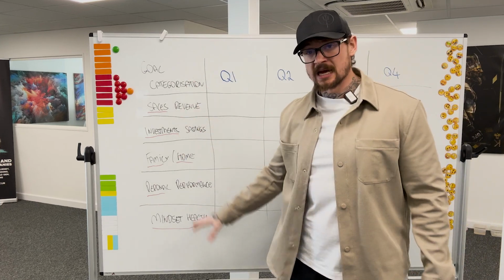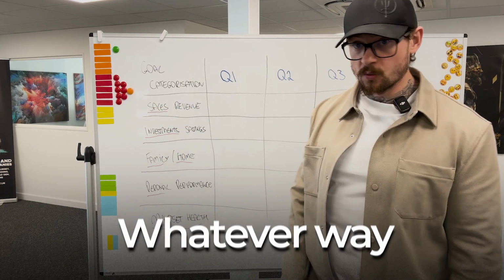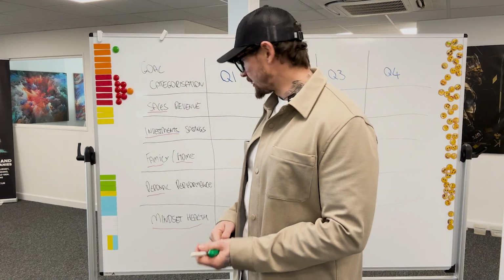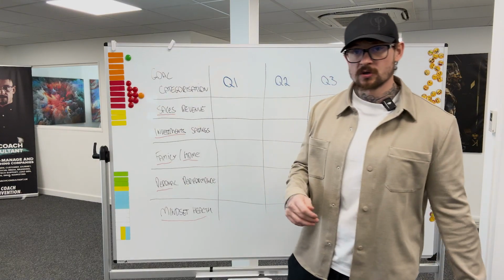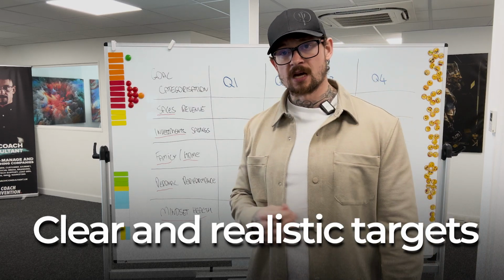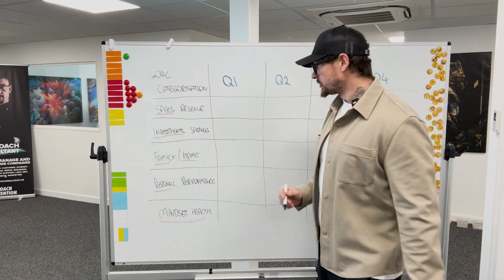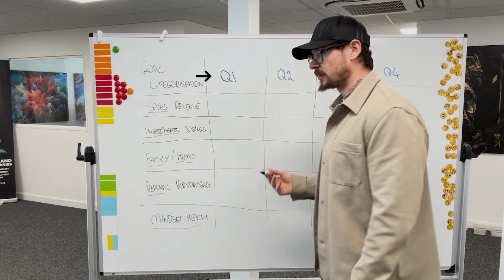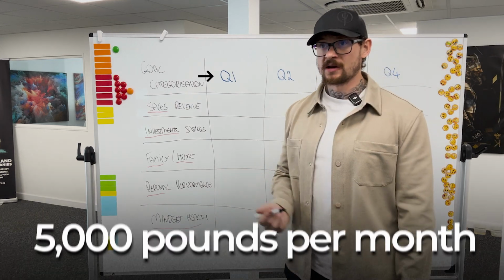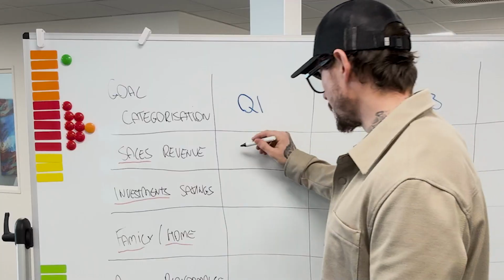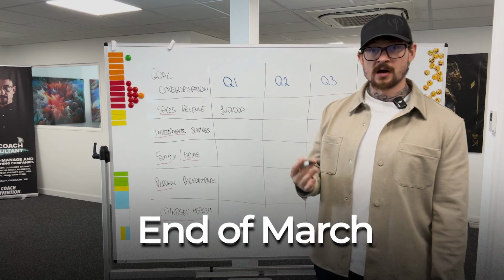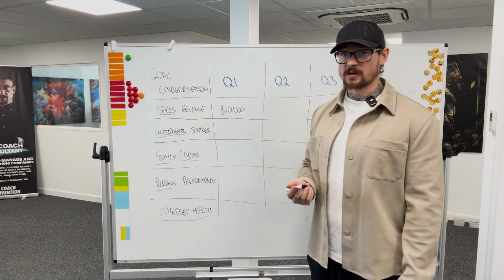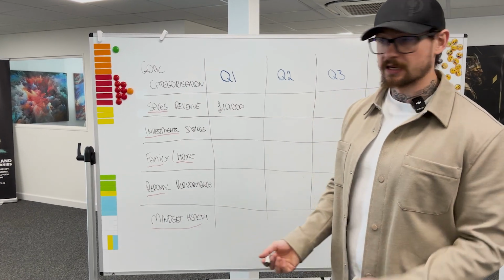You can come in and design these however you want, in whatever way. But for me, what we're basically looking at here is coming in when we've got sales revenue, is just making sure that we've got clear and realistic targets that we are actually working towards. So for example, if you're coming into Q1 and let's just say you're currently on £5,000 per month, you could be coming in and saying, right, sweet, I want to be earning £10,000 a month by the end of March, which isn't unrealistic in any way, shape or form. It's doubling revenue, but it's not that difficult.